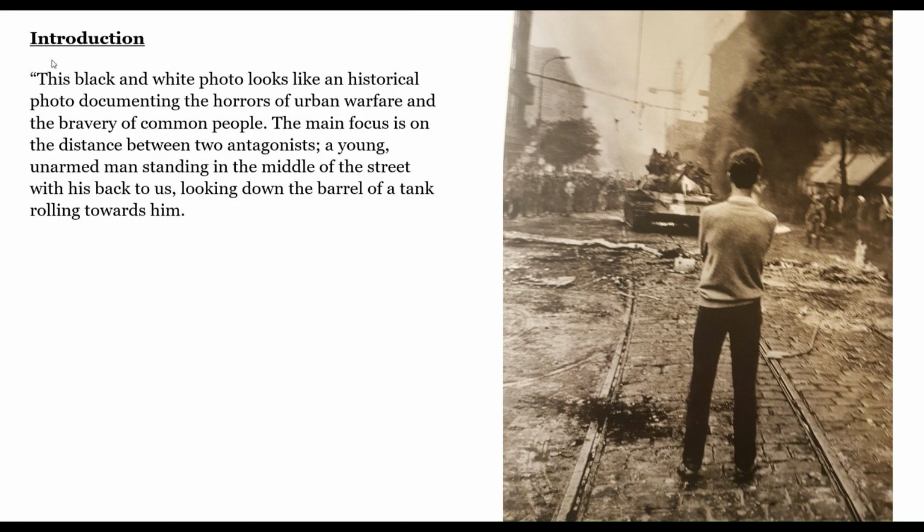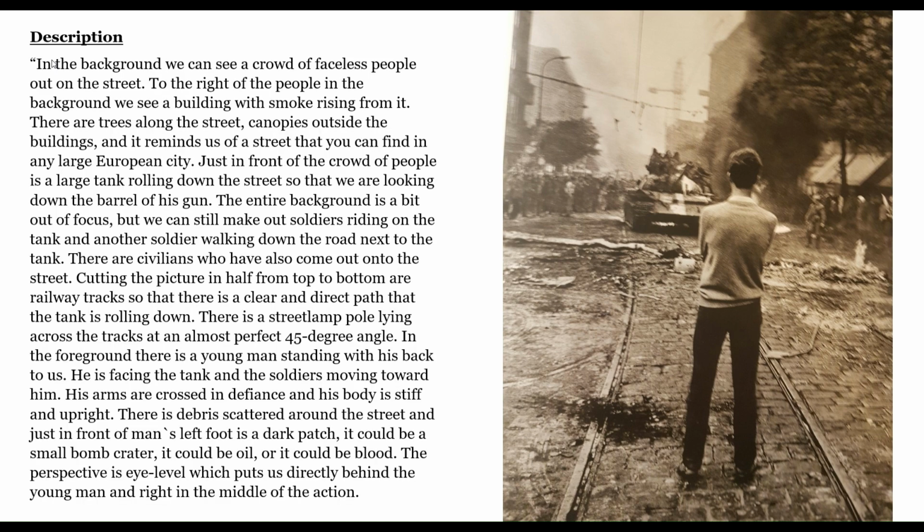This black and white photo looks like an historical photo documenting the horrors of urban warfare and the bravery of common people. The main focus is on the distance between the two antagonists: a young unarmed man standing in the middle of the street with his back to us, looking down the barrel of a tank rolling towards him. In the background, we can see a crowd of faceless people out on the street. To the right of the people in the background, we see a building with smoke rising from it.